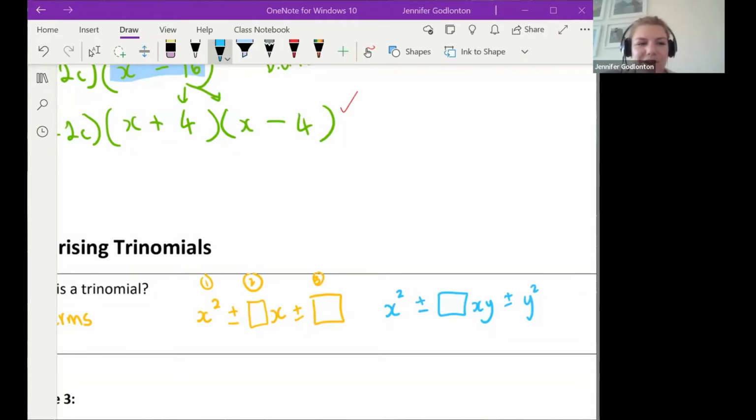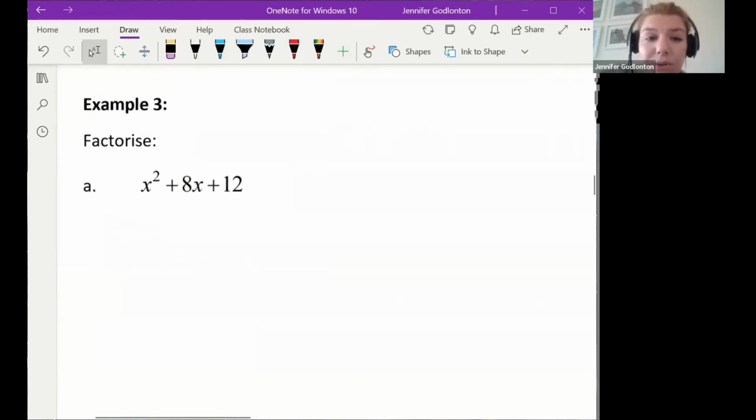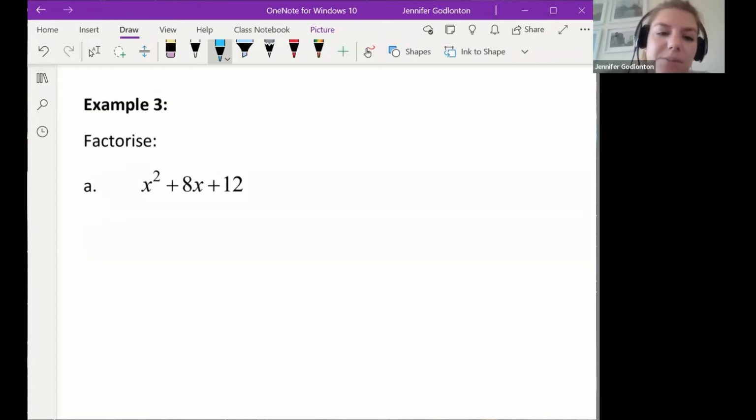Okay, so let's have a look at how we look at these. So, for example, I'm going to talk you through this one. I know some of you have done this in class already, so you may feel confident. You're welcome to do it on your side. But for those of you who haven't seen a trinomial before, I'm going to talk you through some steps here. Okay, so when we factorize a trinomial, we first have to acknowledge that it's a trinomial. So we've got 3 terms, we've got x squared, x, and then we've got a constant. So we know it's a trinomial.